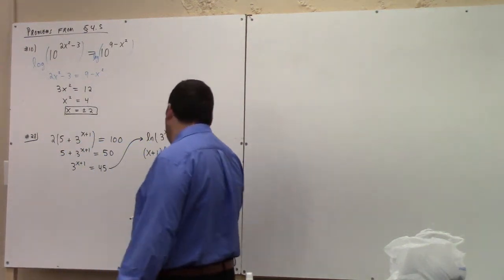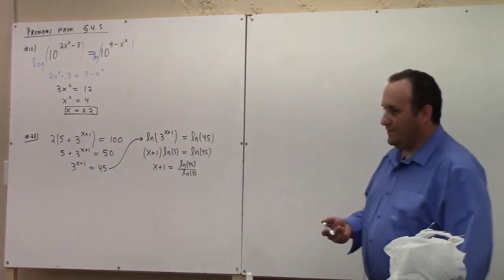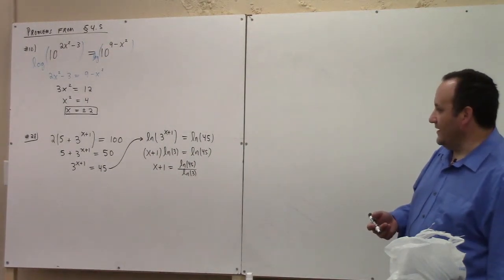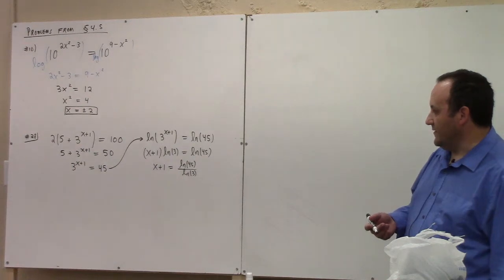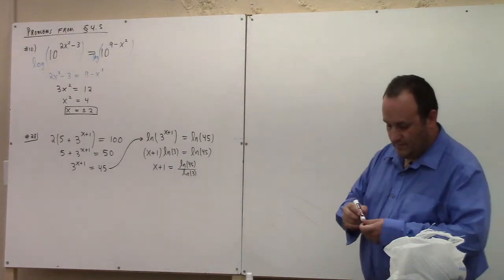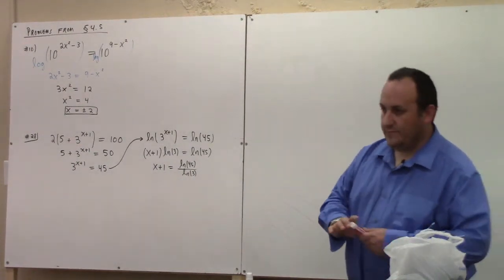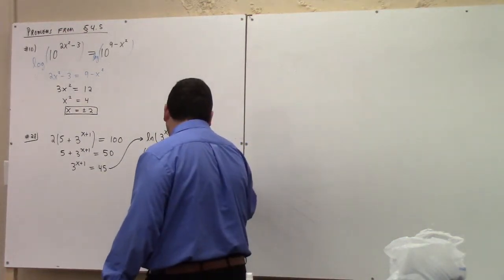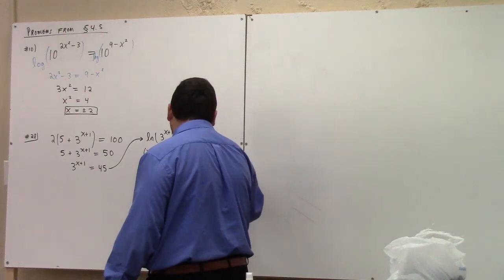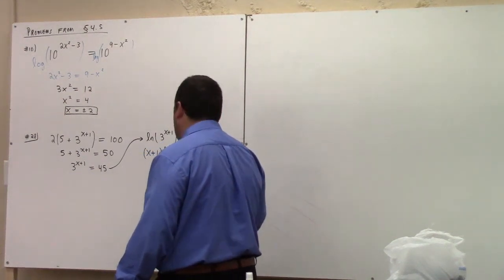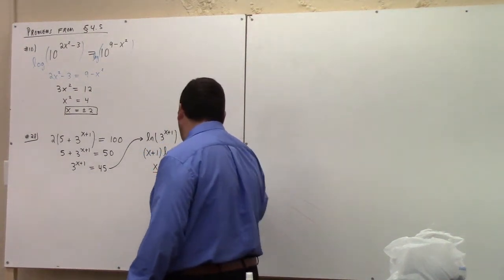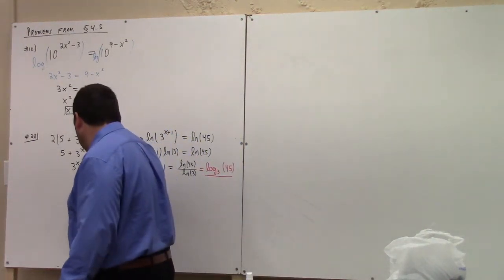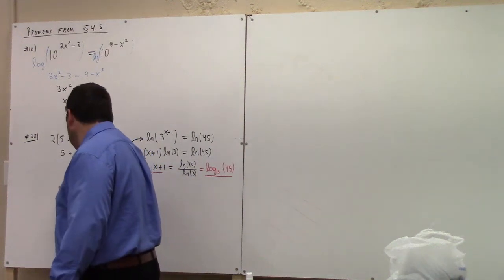Now, if you're a proponent of using the log base 3 way of solving this, then you would have actually gotten to what I just got to directly. Let me just mention this in passing. The change of base formula says that this is equal to log base 3 of 45. So x plus 1 equals log base 3 of 45, which is what we would have gotten from here if we just took log base 3 of both sides.